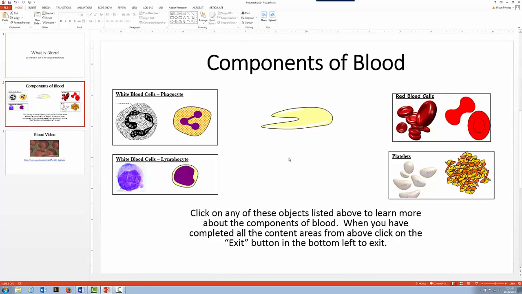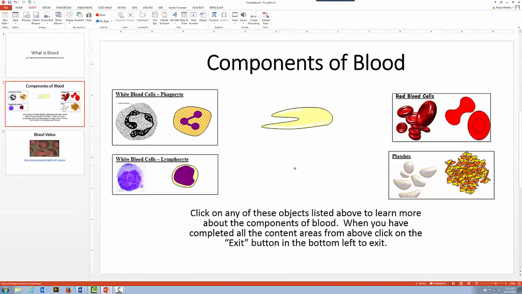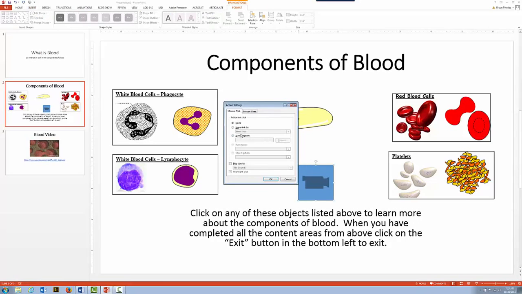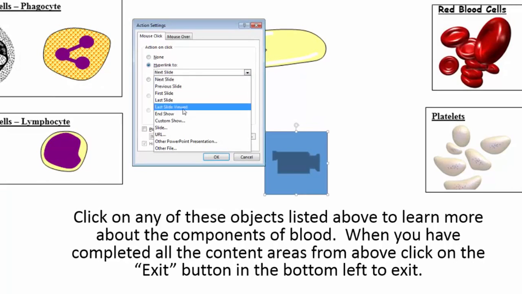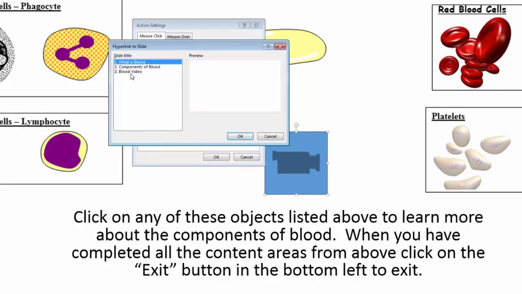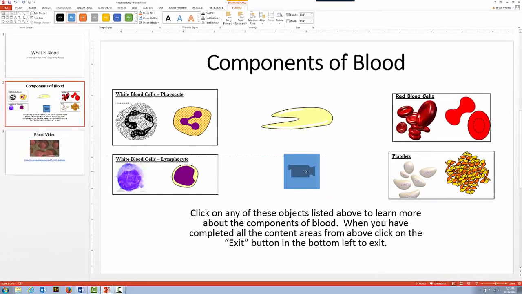Okay. So if I go to add one more component here and do insert, and let's put a button in, a shape, and there's a movie shape right there. So let's put that in. Okay, there's the movie shape, and I'll click on hyperlink and select the option, I'll go to slide number 3, the blood video. All right.